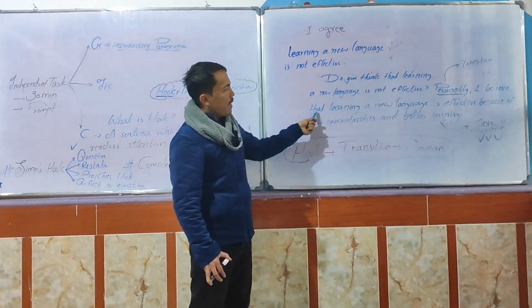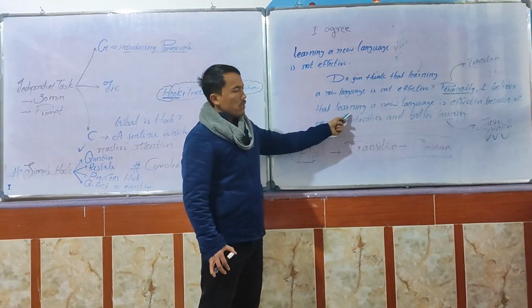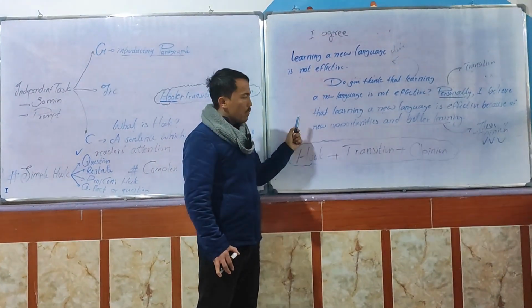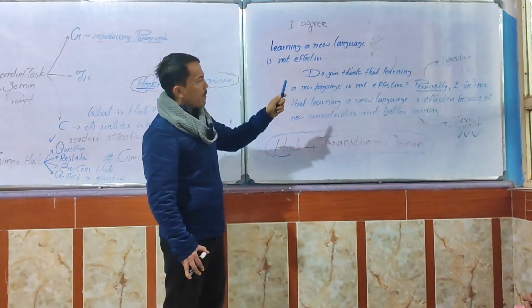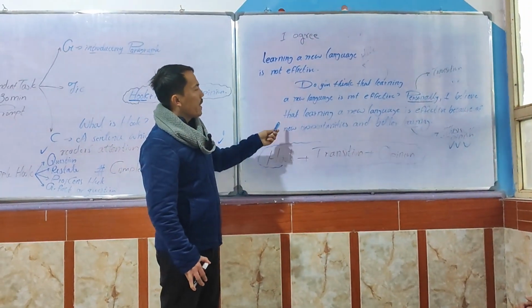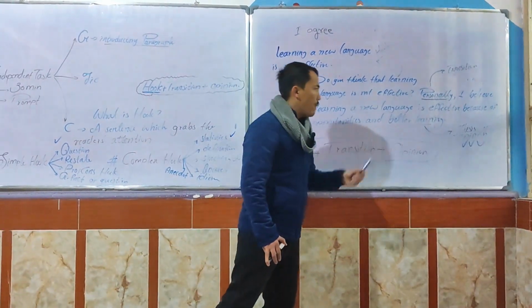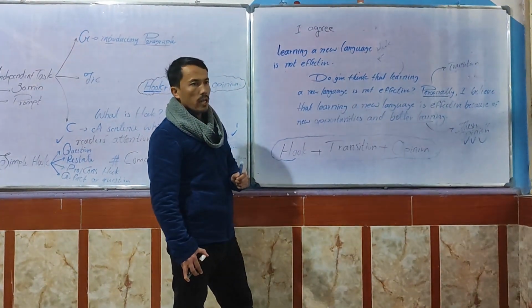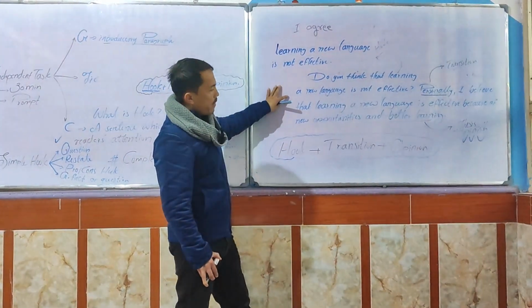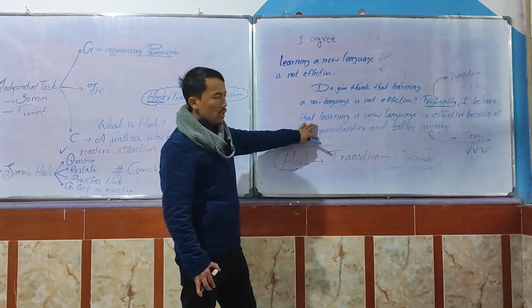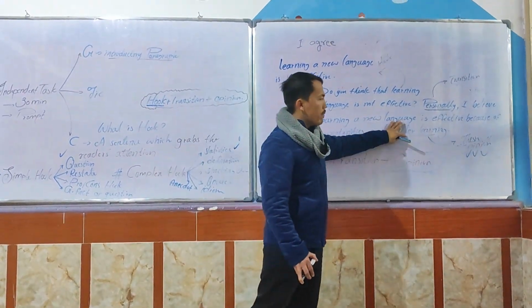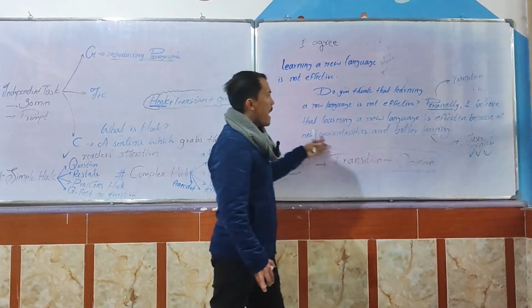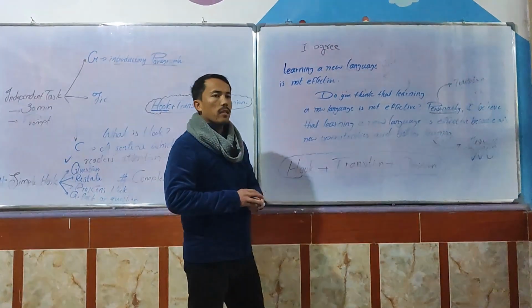Then we bring the main idea, the thesis statement or the opinion that we support. The opinion is this: personally I believe that learning a new language is effective because of new opportunities and better learning. So in the body paragraph we will write about new opportunities and we will write about better learning. So this is how to write an introductory paragraph.